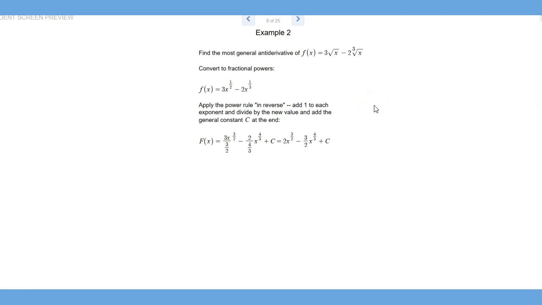So here's another example. Find the most general antiderivative of this function. So we can use the power rule. We're going to first convert this to fractional powers, and then we apply that power rule in reverse. And since we're supposed to find a general antiderivative, we add that arbitrary constant c. And you can verify that this is the antiderivative, because when we differentiate that, we're going to get lowercase f, the original problem.